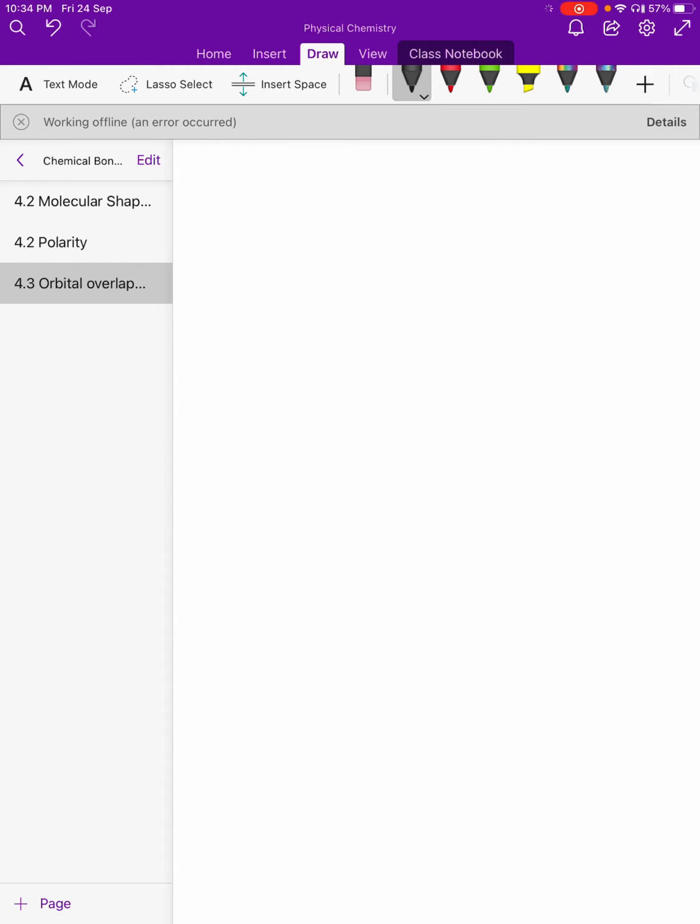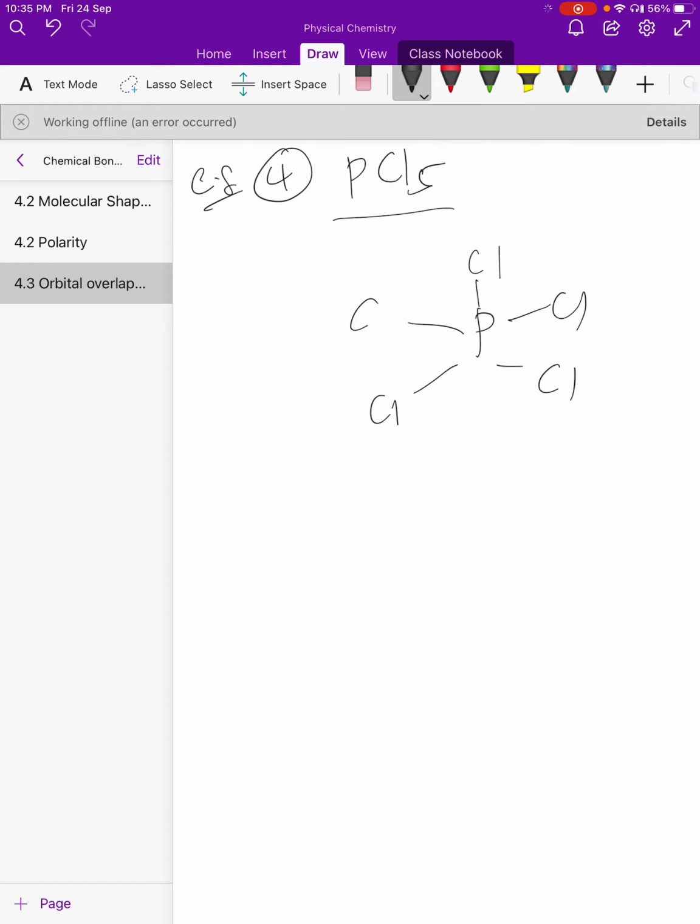All right, next we look at example four. Example four, we will look at PCl5. The Lewis structure will be P, Cl, Cl, Cl, Cl, and Cl. I'm not going to draw the lone pair on the terminal atom because we have done it a few times. So I go straight to the prediction of the hybrid for the central atom.